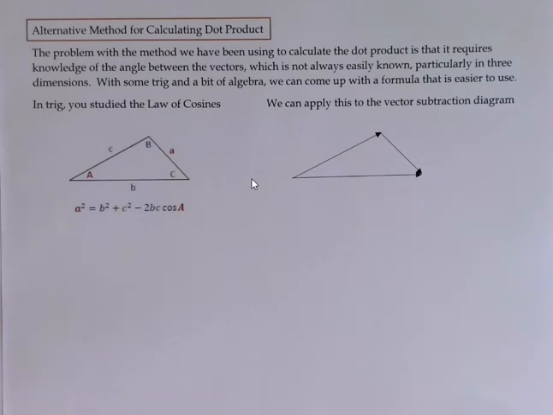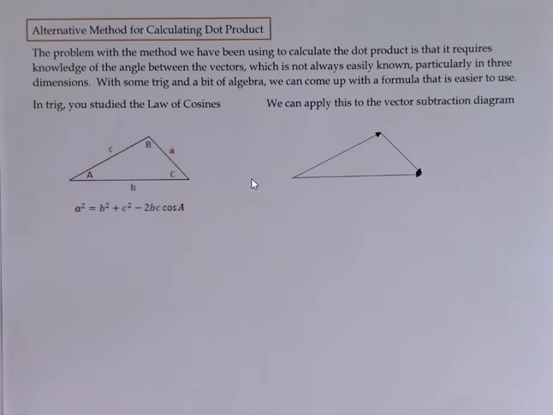This is section 11.3, part 2. We're now going to look at an alternative method for calculating dot product. We saw that the product of the magnitudes times the cosine of the angle was a way of doing this. But we also saw that unless we have a very specific circumstance, finding that angle or the cosine of that angle, especially in 3 dimensions, can be quite difficult. So we're going to look for another way of finding dot product.